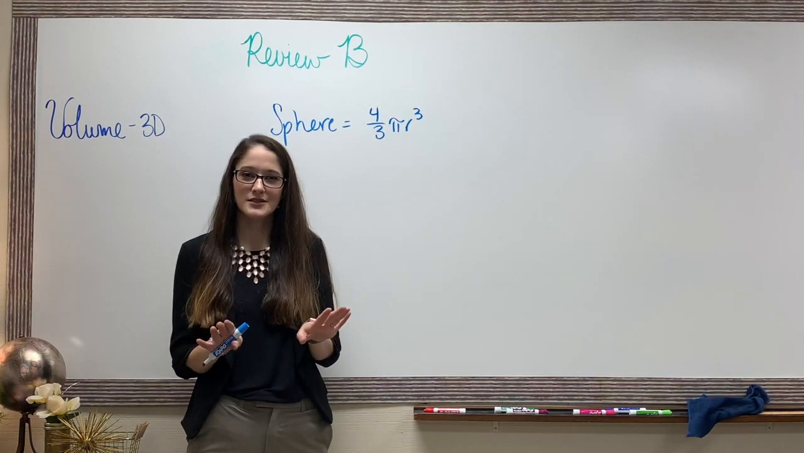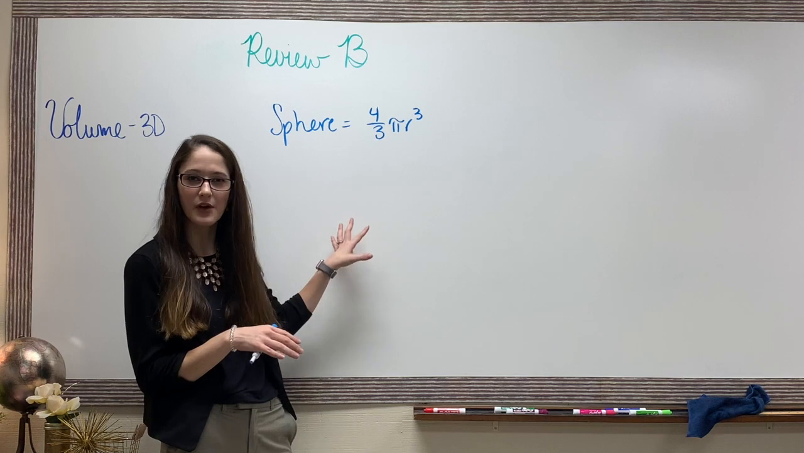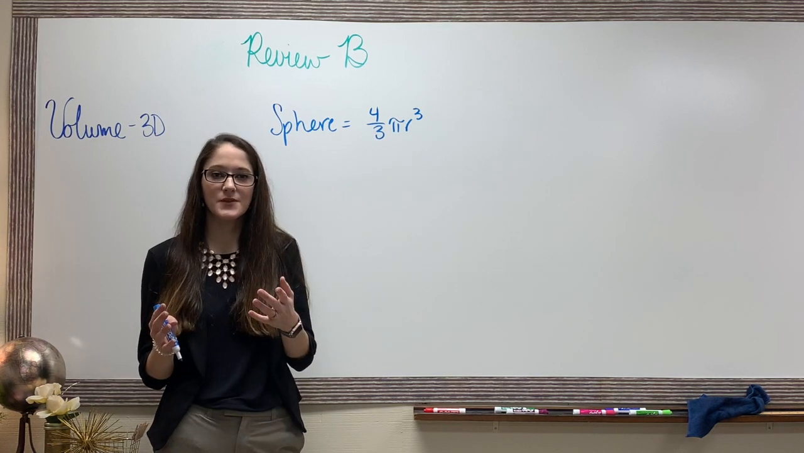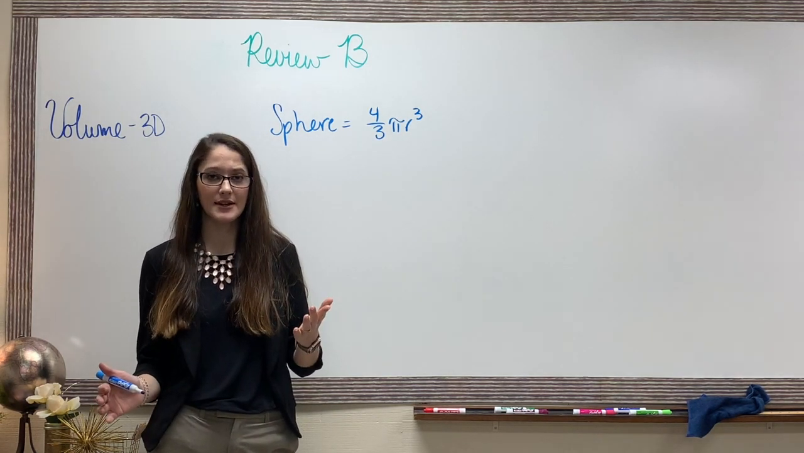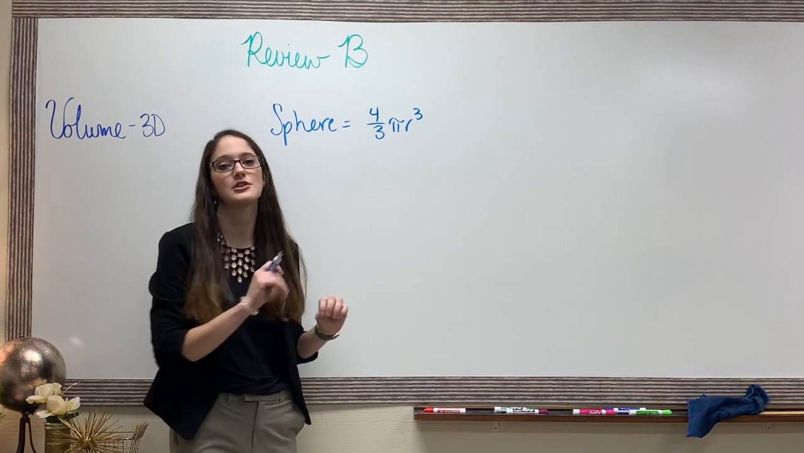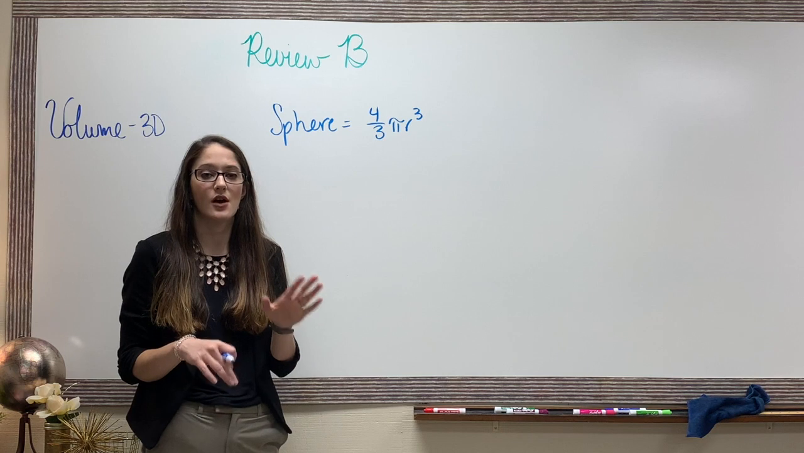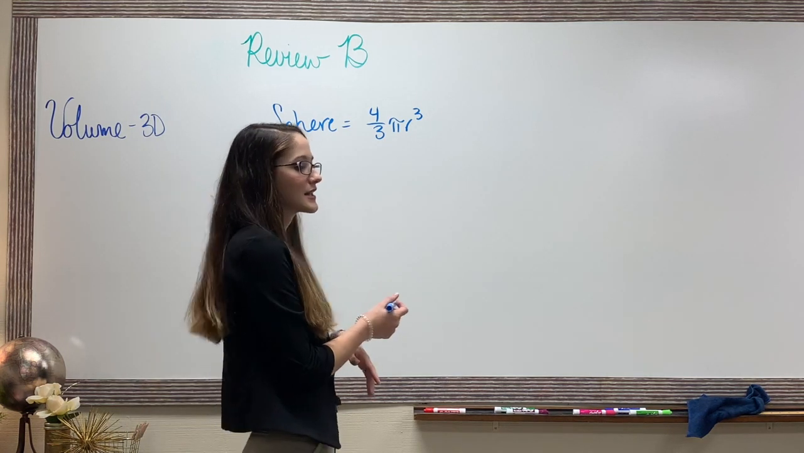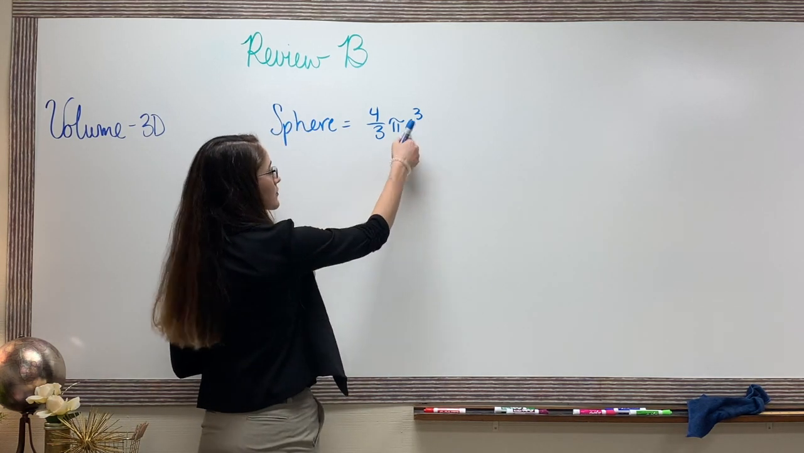Okay, last part in talking about volume is, let's find the volume of a sphere. Great thing about a sphere is all you need to know is the radius. We don't really care about anything else. As long as you know this formula and you have it on your formula page, you're good to go. So let's say we had a radius of 3. So I'm going to replace r with 3.